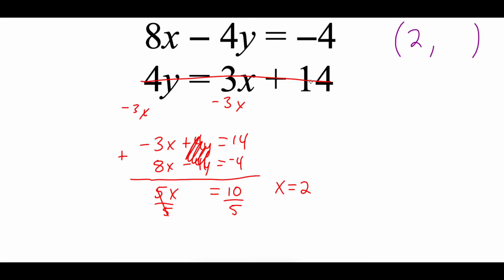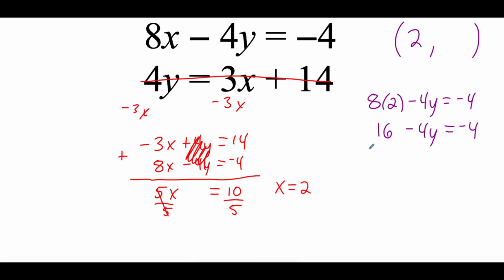So we're going to pick one of the equations to work with. Doesn't matter which one, but we're going to plug in that 2 for the x value. So I'm going to use the top equation, and I'm going to go 8, fill in the 2 for the x, minus 4y equals -4. Well, 8 times 2 is 16, minus 4y equals -4.